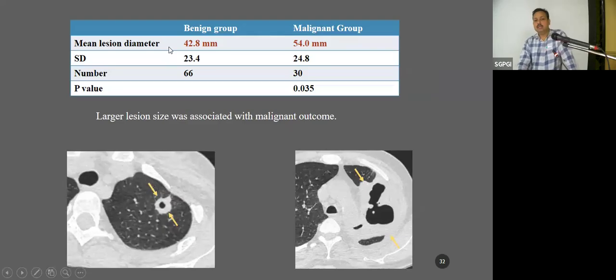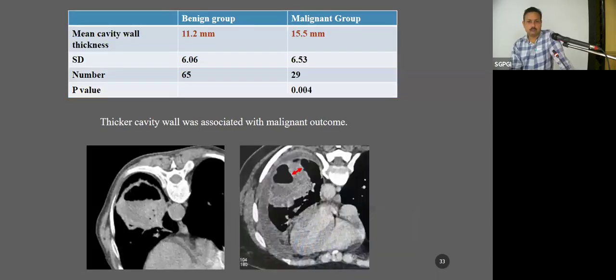Now coming to the mean lesion size or the diameter. So the benign group had a mean lesion size of 42 mm, while the malignant group had 54 mm. Although the standard deviation suggests that there was quite an overlap between these lesion sizes. So generally, the smaller lesions tended to be benign, and the larger lesions were more likely to be malignant. However, this association was not very statistically strong, but in general, this was the observation.